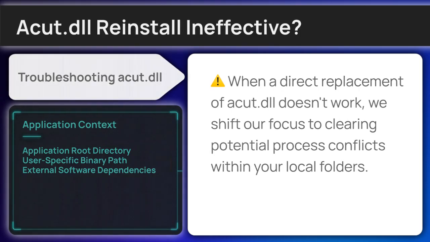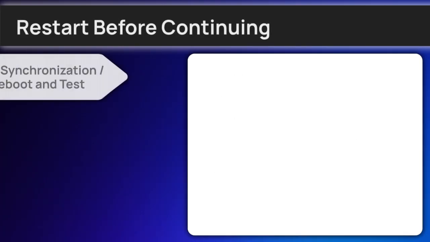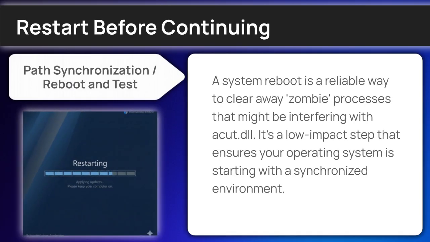In cases where the official installer remains ineffective, we must escalate to a manual review of your system's active runtime state. If your system has been running for an extended period, a reboot might be necessary to resync your background processes and clear any temporary locks on the AAC utility file.